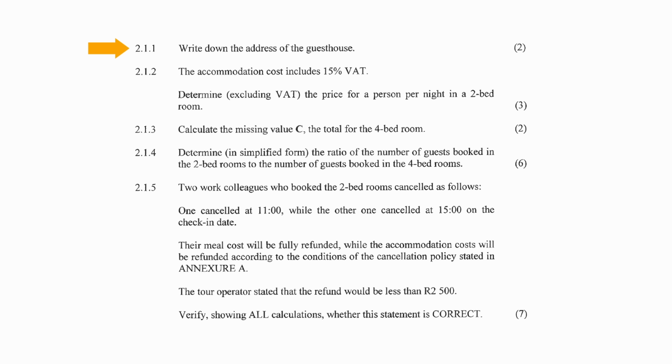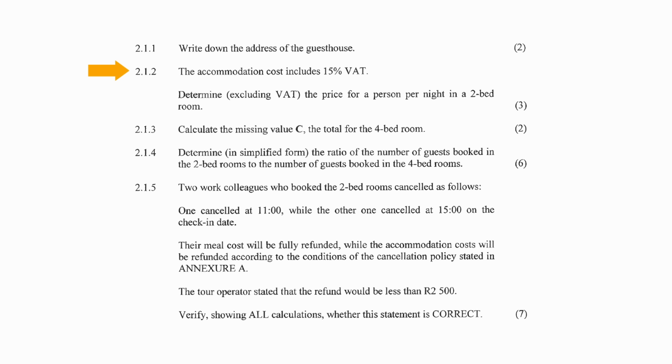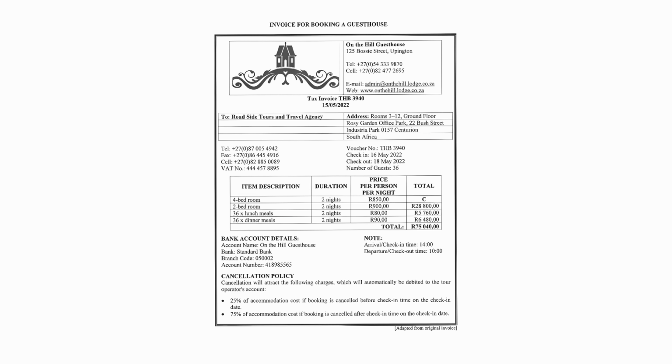In question 2.1.1, you are instructed to write down the address of the guest house. From the invoice, the address of the guest house can be read off as 125 Bossy Street, Upington. In question 2.1.2, it is stated that the accommodation costs include 15% VAT. You are instructed to determine, excluding VAT, the price for a person per night in a 2-bedroom.